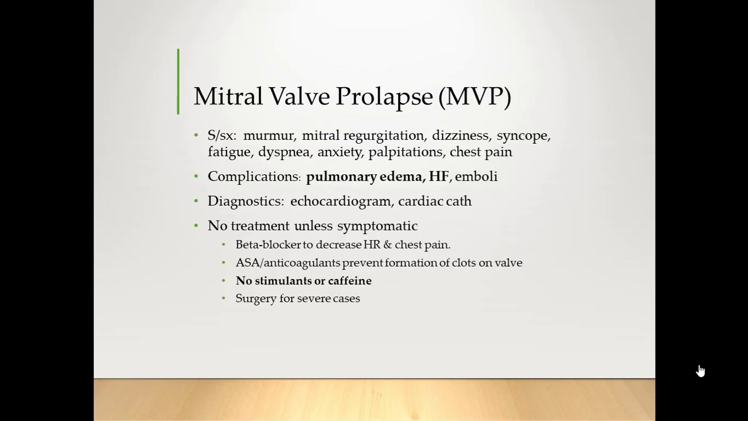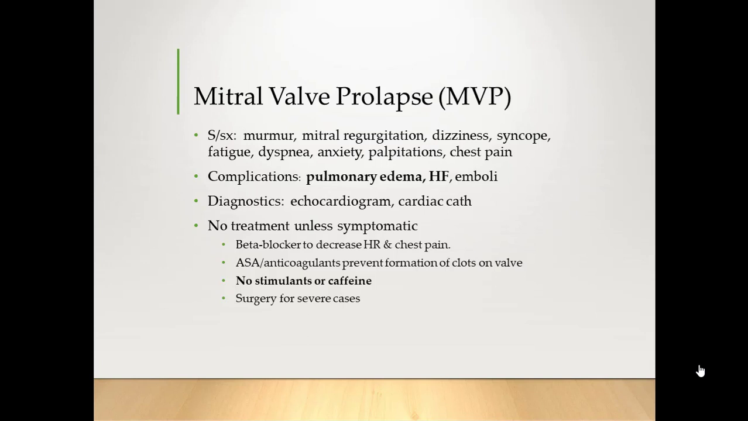Generally, mitral valve prolapses are not treated unless they're symptomatic. We're going to teach our patients no stimulants, no coffee. May have to have surgery for severe cases. They're going to be on anticoagulants so that there are no blood clots forming on that valve where it's not functioning properly, and beta blockers.